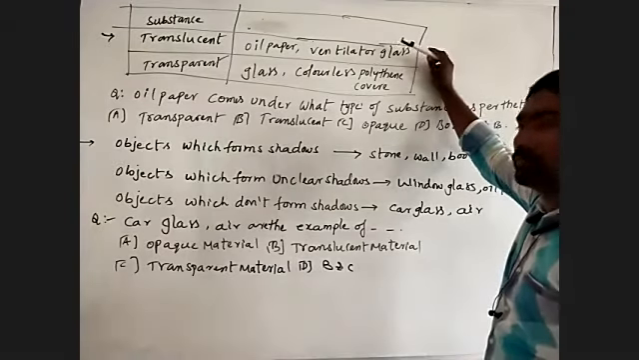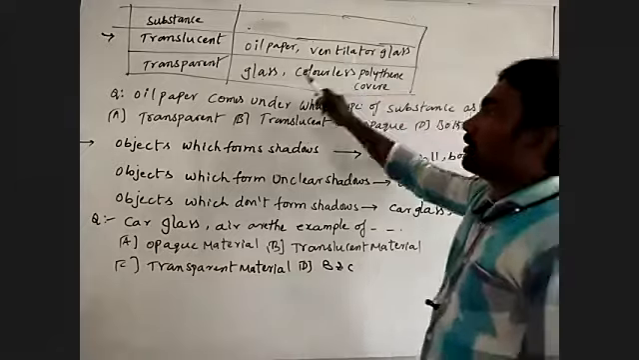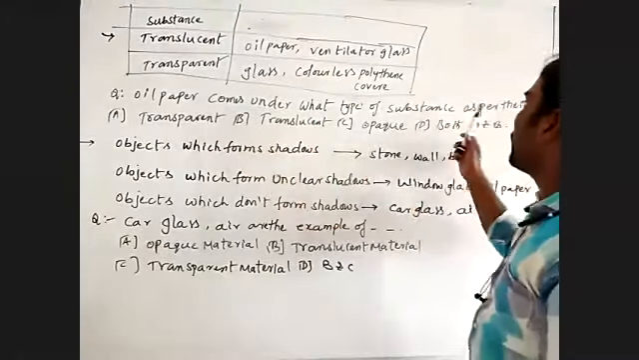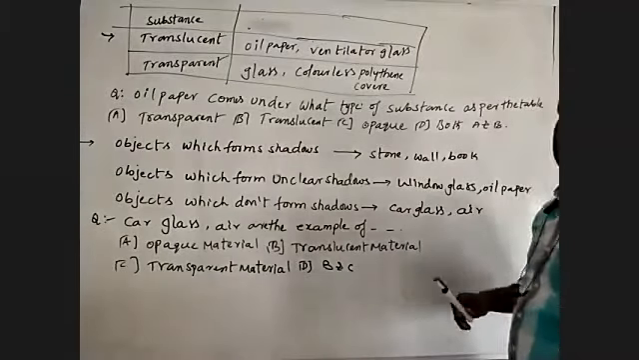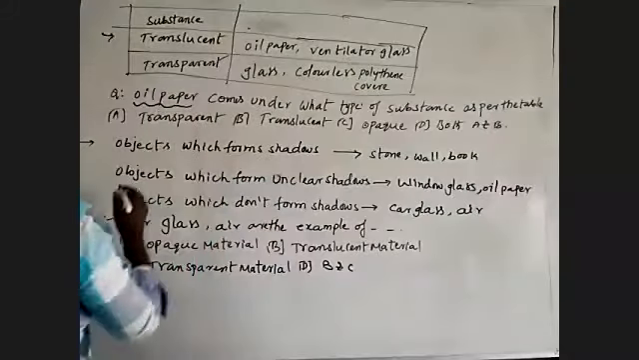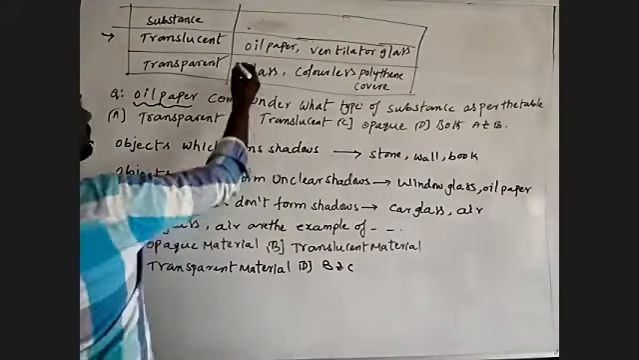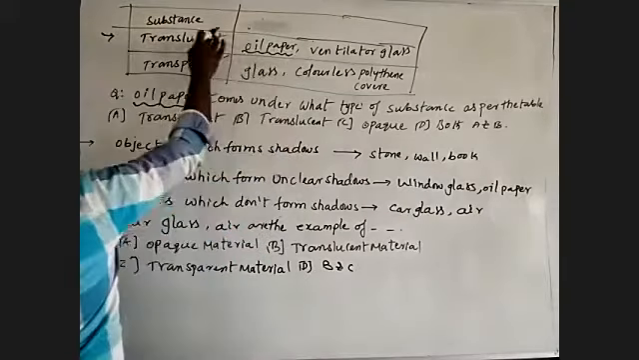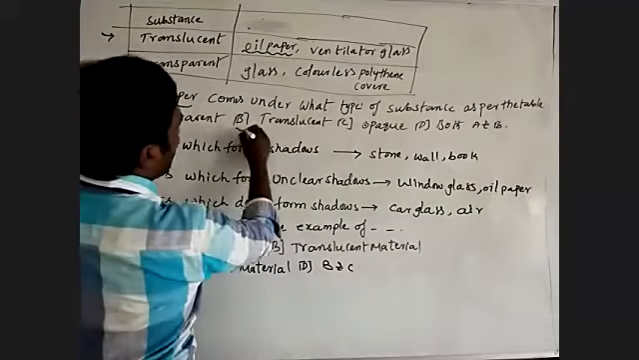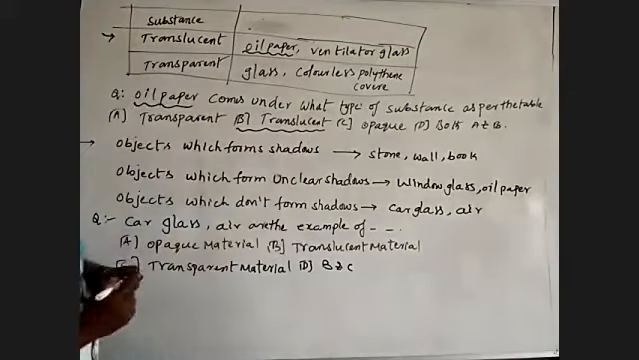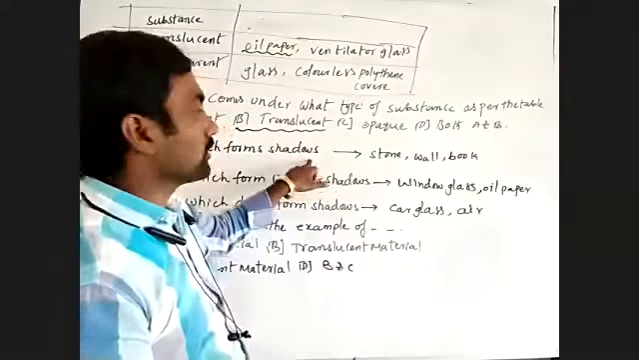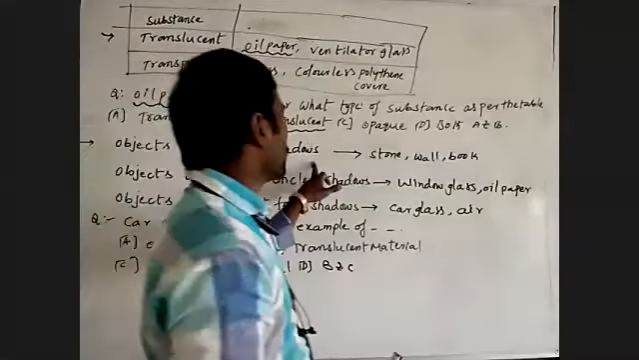From the table, the question is: oil paper comes under what type of substance as per the table? Look once, they are asking you about oil paper. Where is the oil paper? So oil paper is related to translucent from the table. Coming to that, objects which form a shadow.